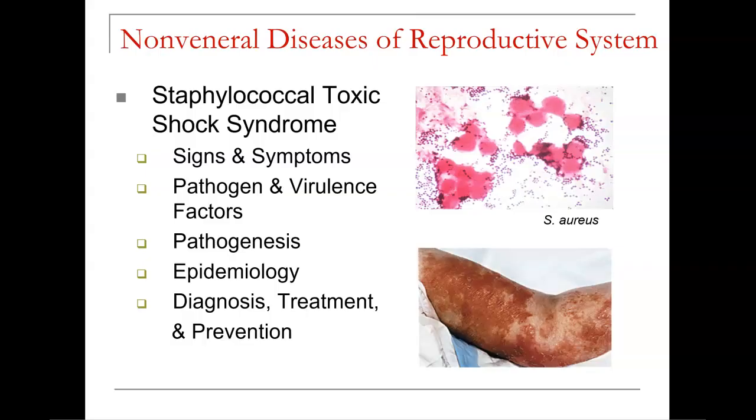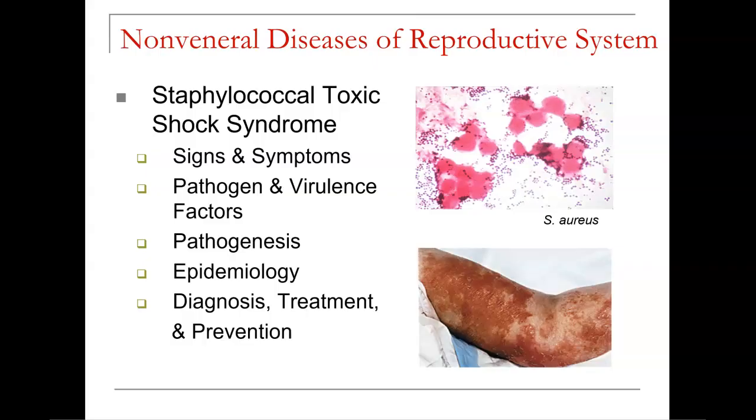Non-venereal diseases of the reproductive system will have staphylococcal toxic shock syndrome. This is caused by a bacteria. So it's going to cause a sudden onset fever, chills, vomiting, diarrhea, low blood pressure, confusion, and severe red rash. Shock if untreated. The pathogen here is going to usually be the different forms or strains of Staphylococcus aureus. The virulence factor is going to be the toxins that it creates.